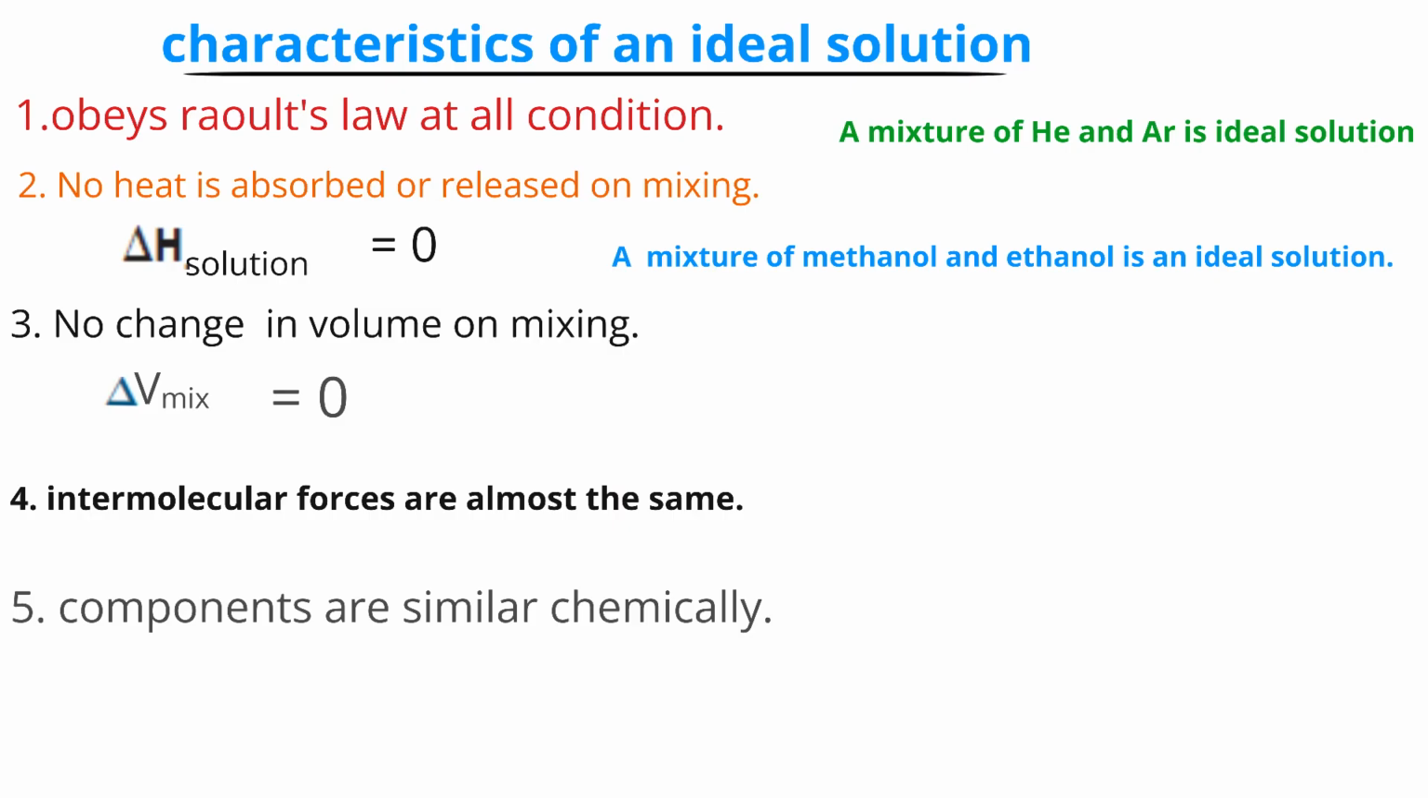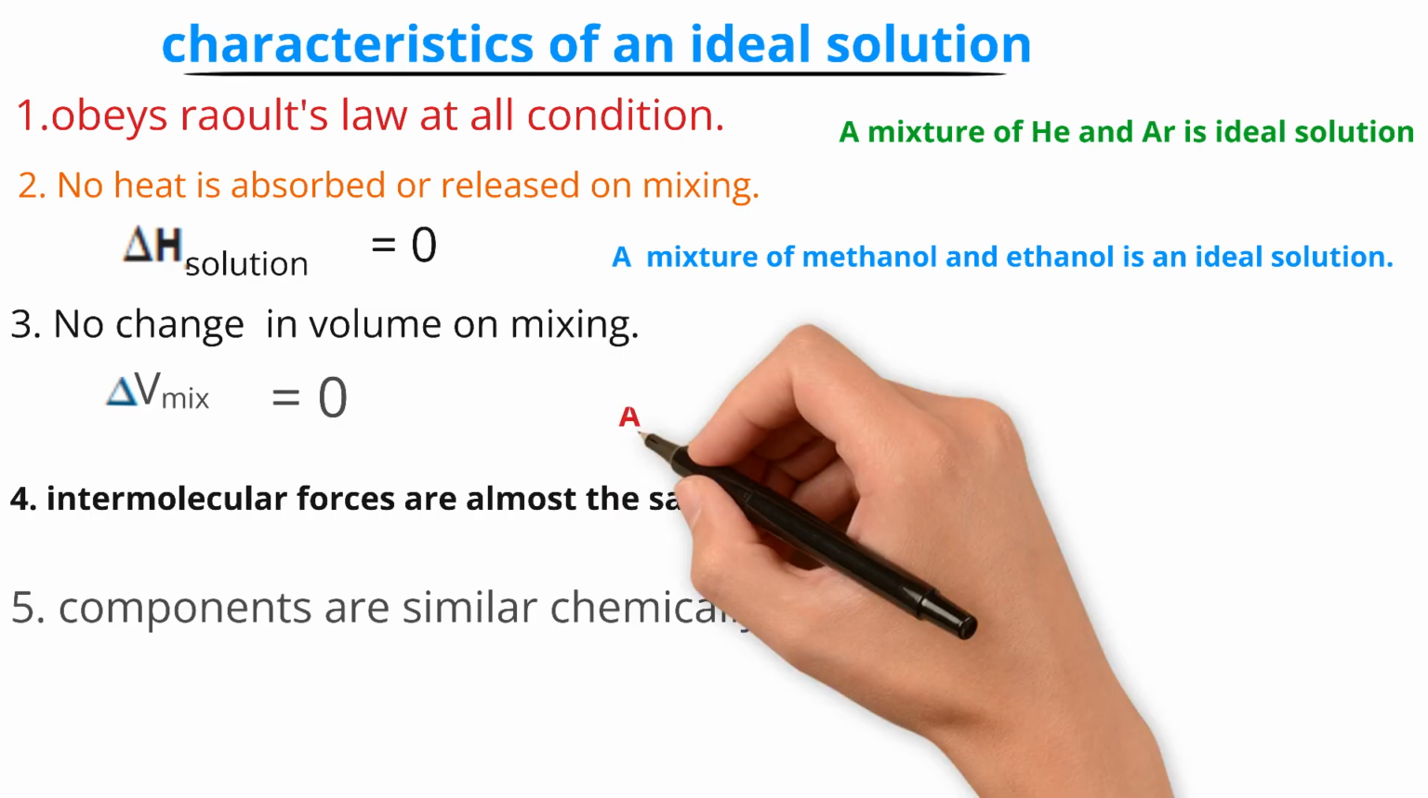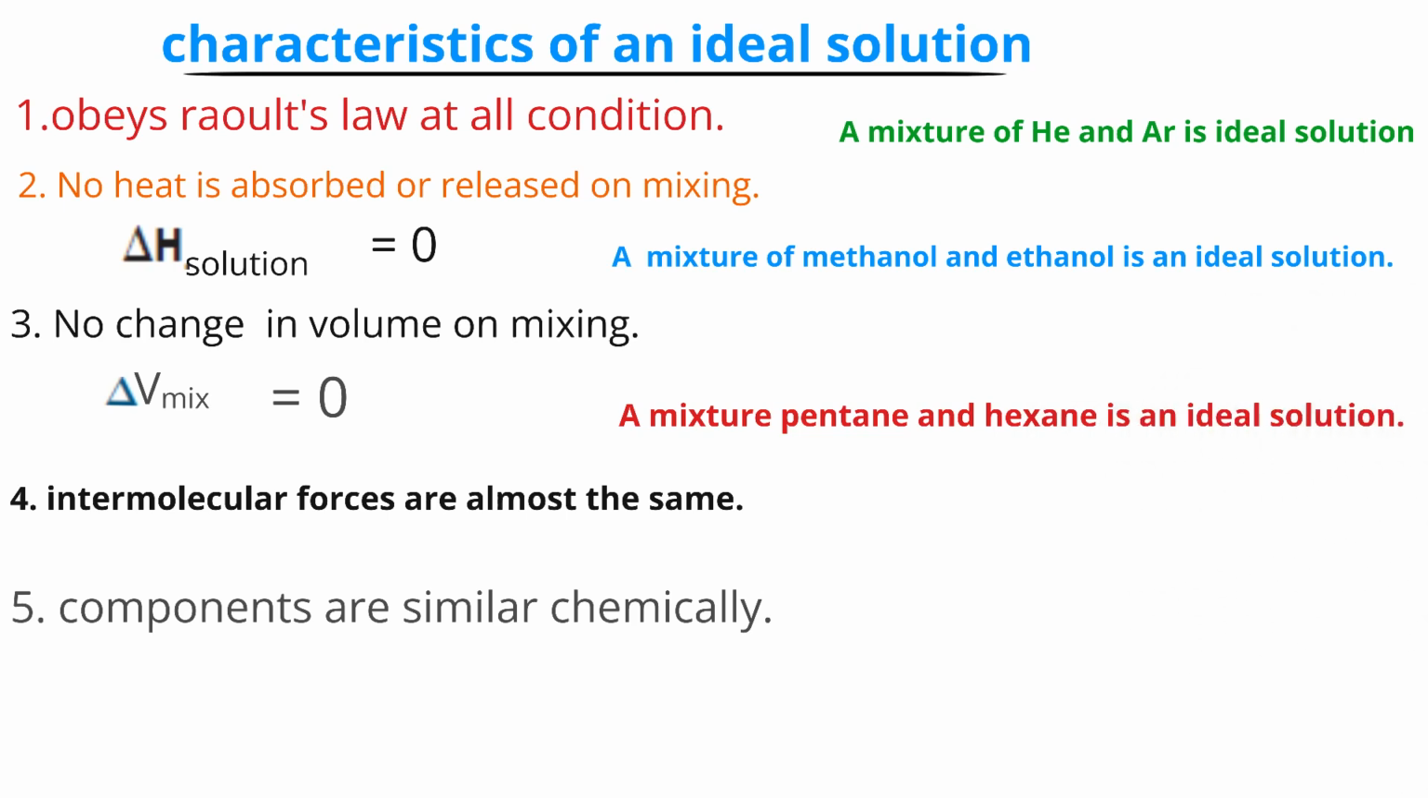The third example, a mixture of pentane and hexane is an ideal solution because pentane and hexane have the same functional group, meaning that they have the same chemical property, therefore they can form an ideal solution.